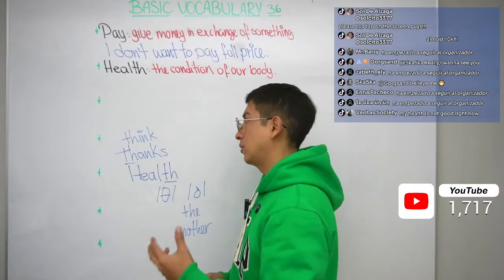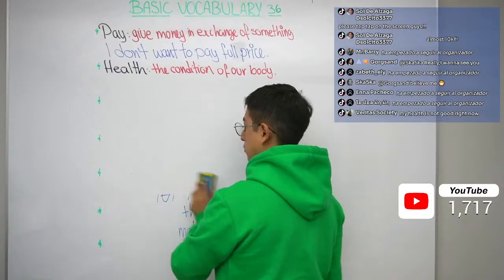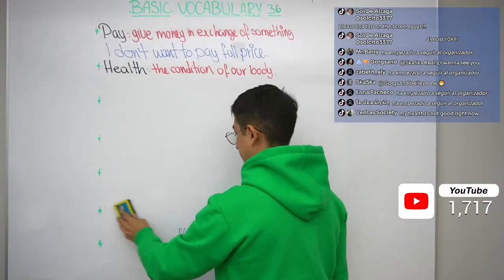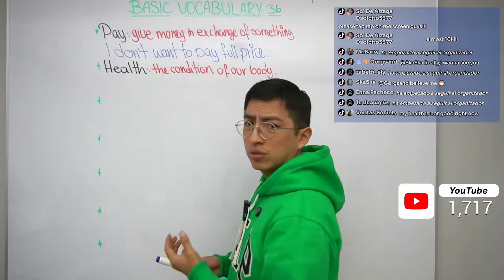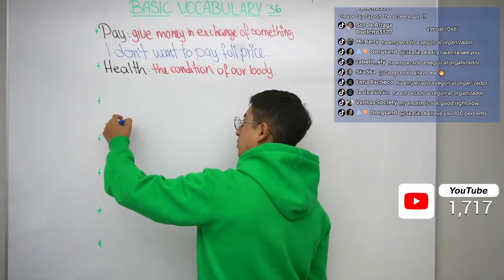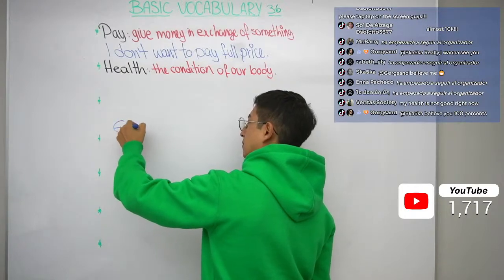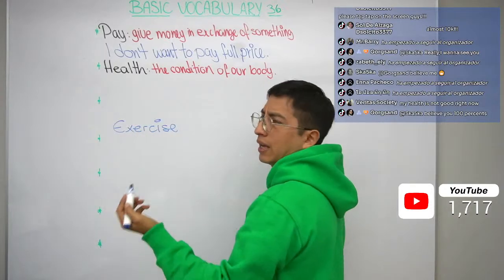Now, one sentence that we are going to start with is, okay, give me a second. We're going to talk about good health. For example, maybe you can say exercise. Exercise improves.